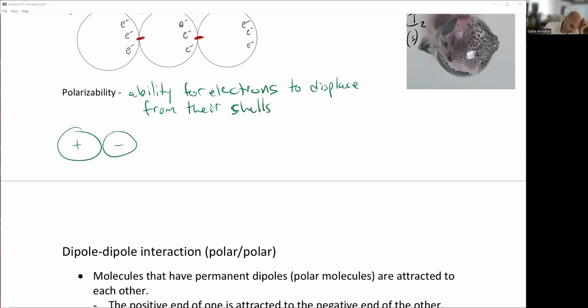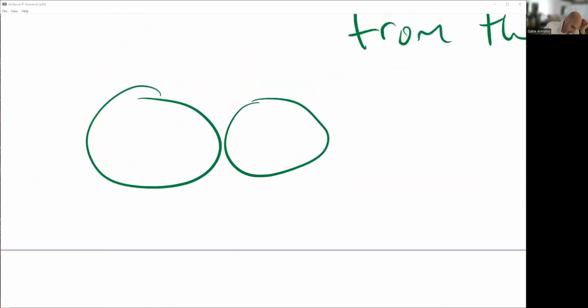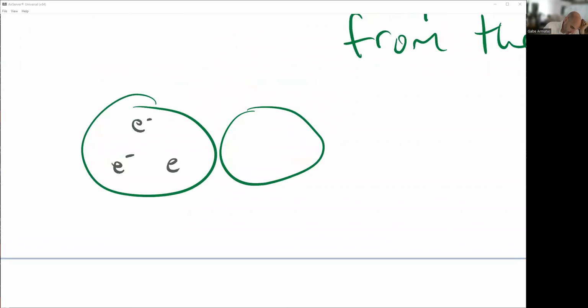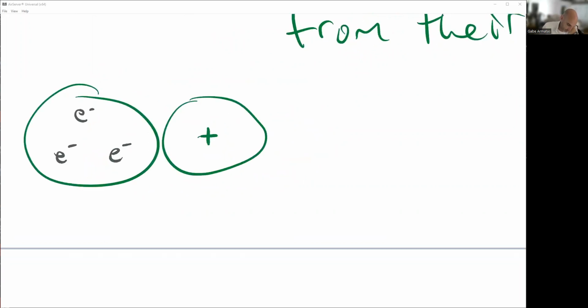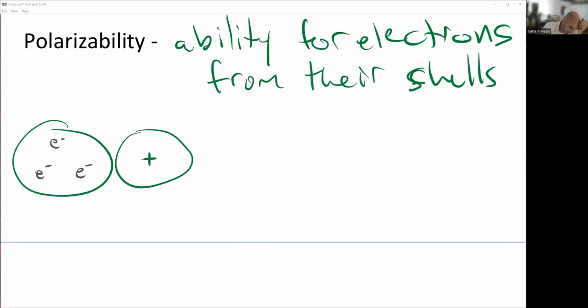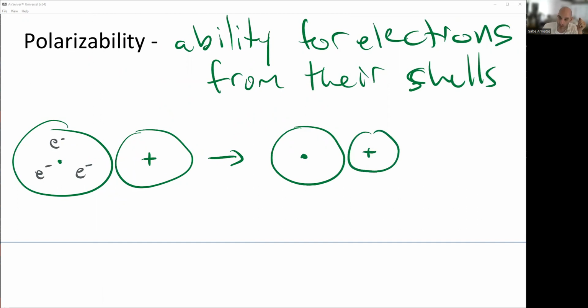And if you had something that was very polarizable... let me do it this way instead. Imagine I have some non-polar substance, and I bring a positive charge next to it. If it is hard, as in it stays pretty concentrated, you're not going to see much shift. So if that's the center, you're not going to see much shift at all from the center. It's going to pretty much look exactly the same at the end.